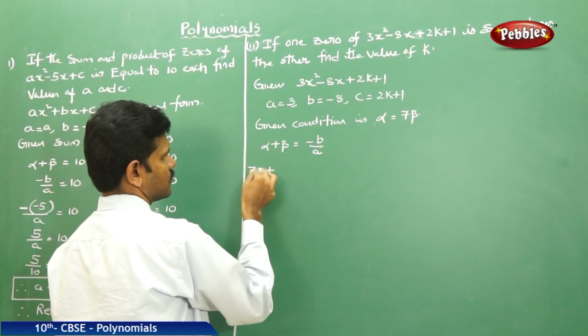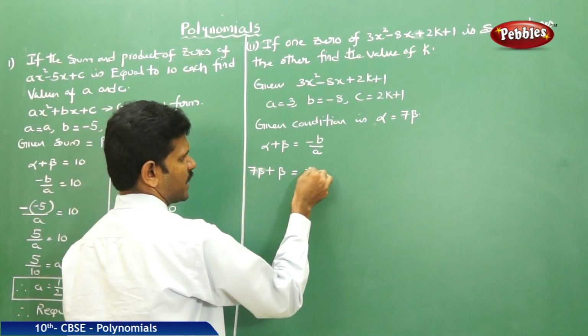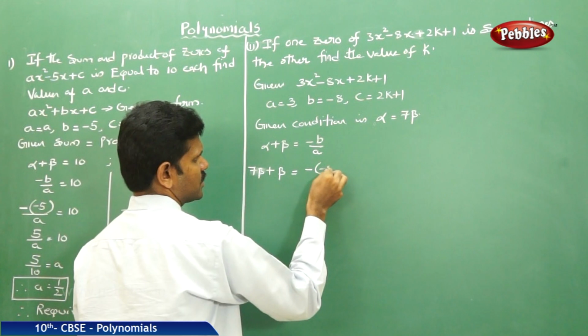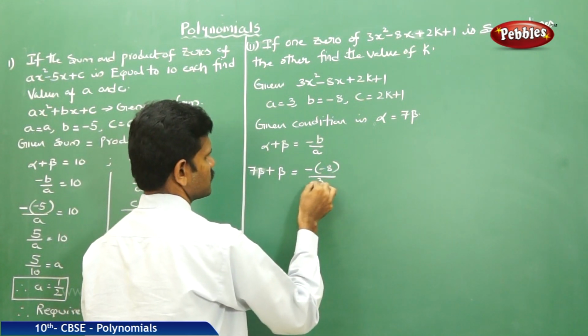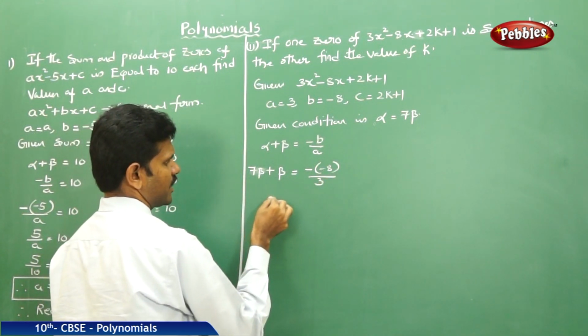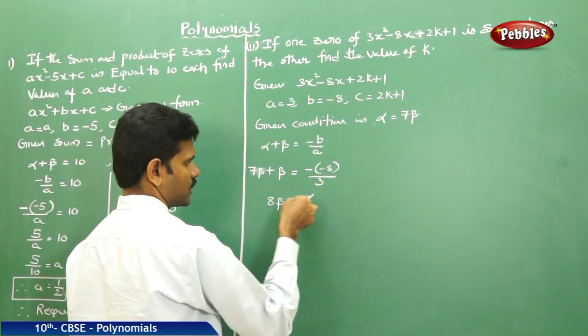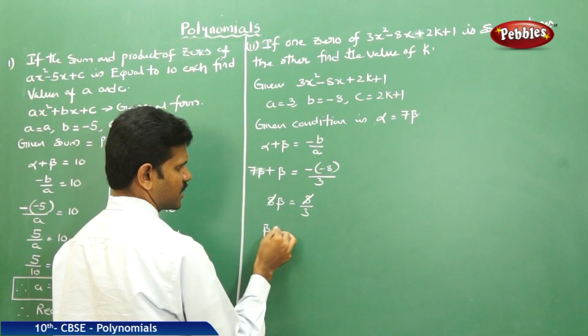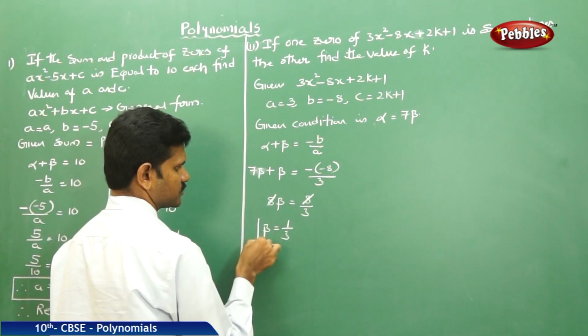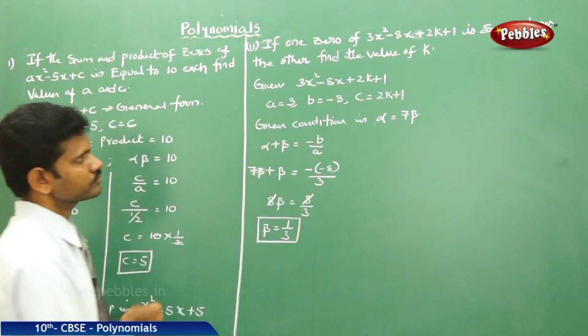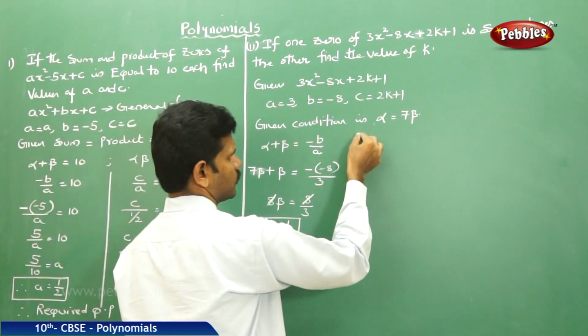7 beta plus beta is equal to minus, what is the b value? Minus 8 by a value is 3. That is 8 beta is equal to 8 by 3. 8 gets cancelled. Beta is equal to 1 by 3. Now I am ready with the beta value.